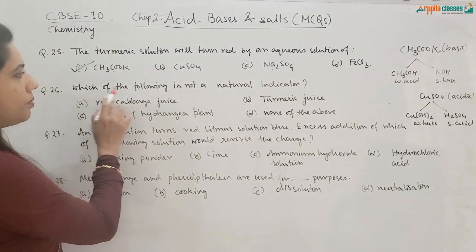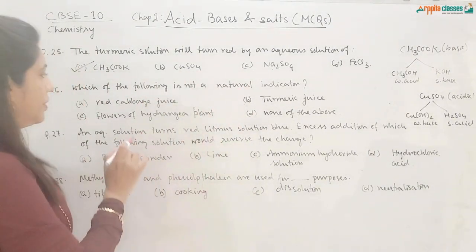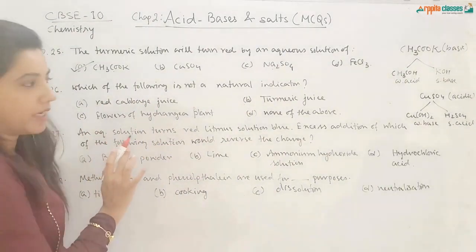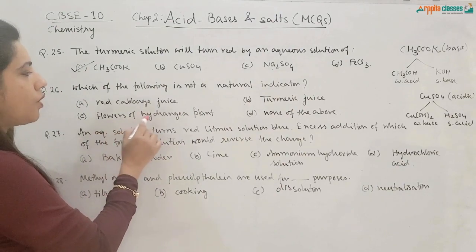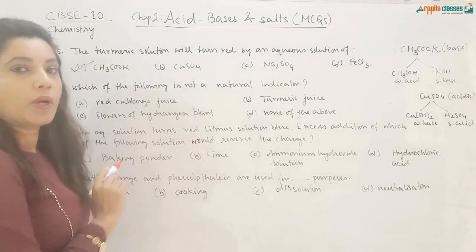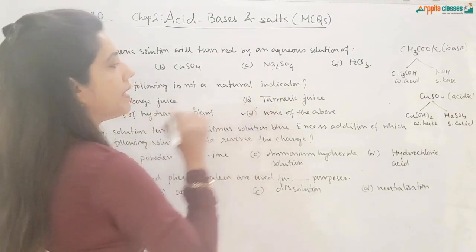Next question is, which of the following is not a natural indicator? Red cabbage juice is a natural indicator. Turmeric juice is also a natural indicator. Flowers of hydrangea plant is also a natural indicator. So the answer will be none of these.